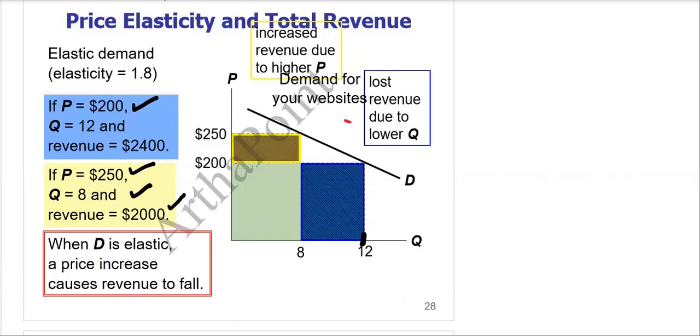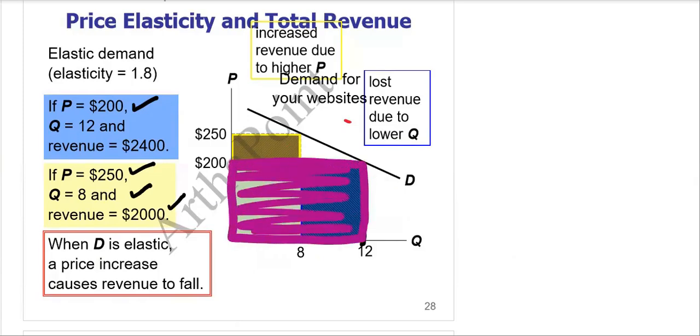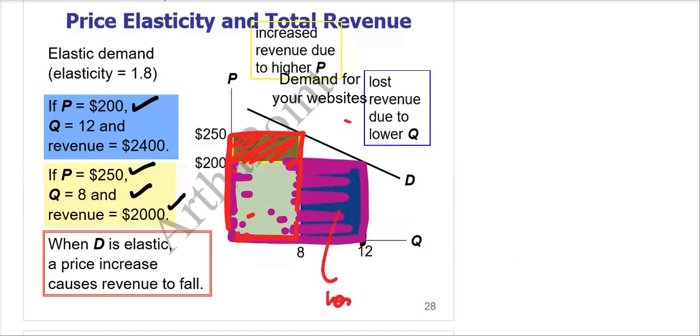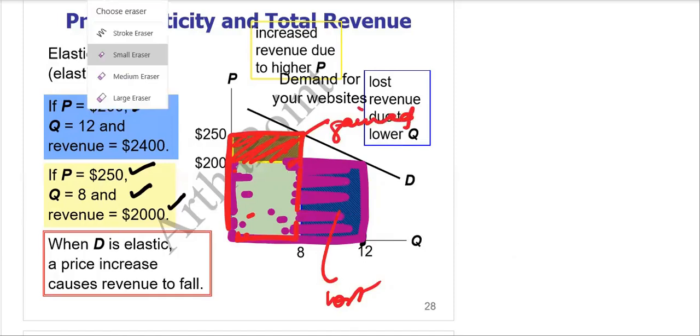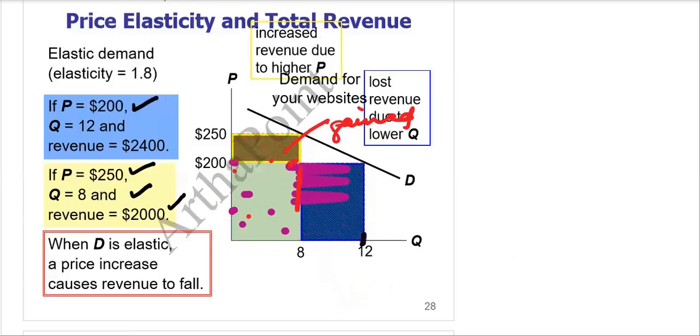So initially, this was your total revenue. This is your initial total revenue. Later, this is your total revenue. So if we notice, this is the common area in between. This is gone. Net, this is the total revenue you lost. This is the total revenue you gained. And the loss is more than the gain. So ultimately you're losing. Right? So this is all about your price elasticity.